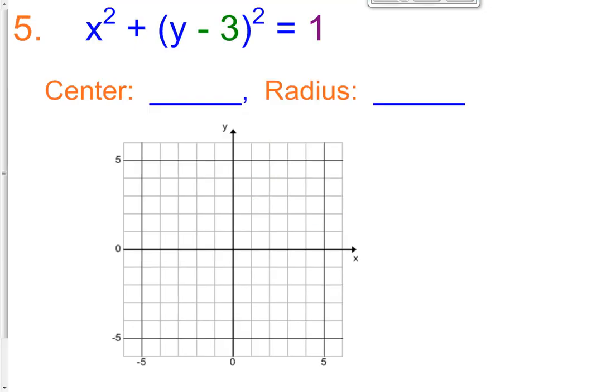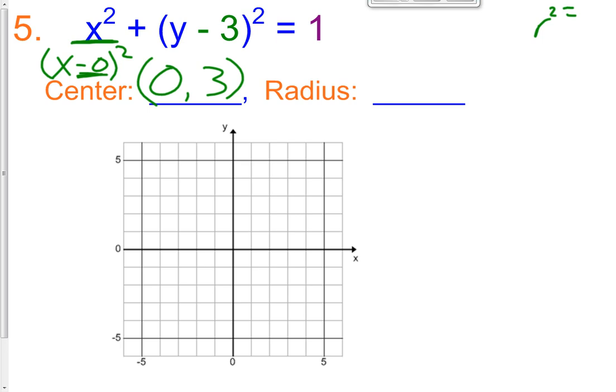So looking at this one, whenever you see x squared by itself, or y squared for that matter, the coordinate is the point 0. The reason for that is it's like x minus 0 squared, in which case it would just be the 0. So 0 is your x coordinate, and then the positive 3 is your y coordinate because it's opposite of what's inside the parentheses. R squared equals the right side of the equation, so r squared equals 1. Square root both sides, the square root of 1 is 1, so the radius is 1.